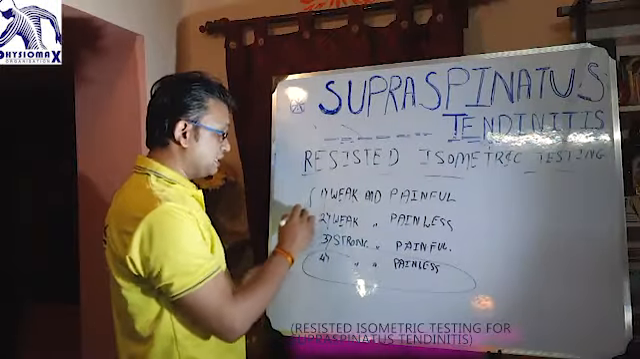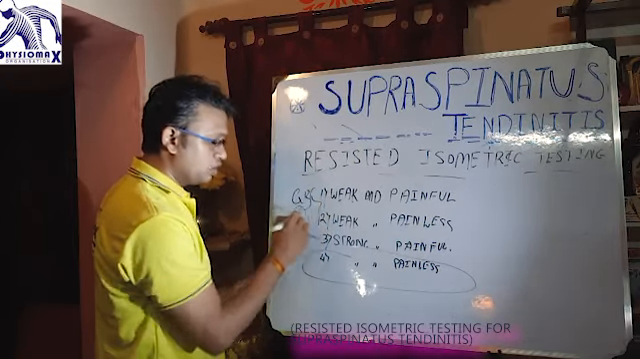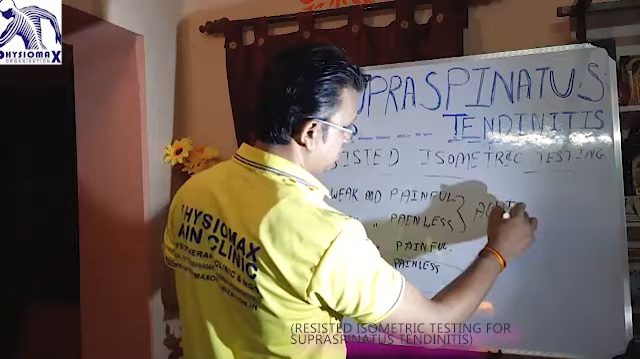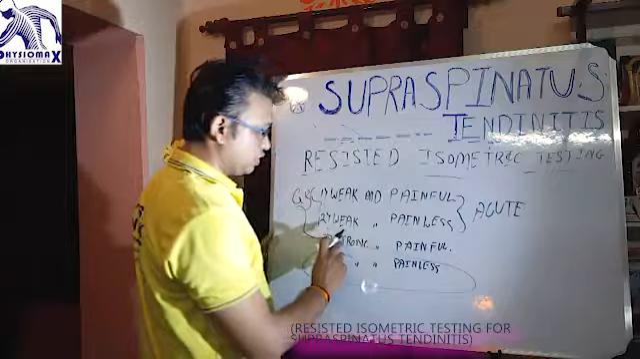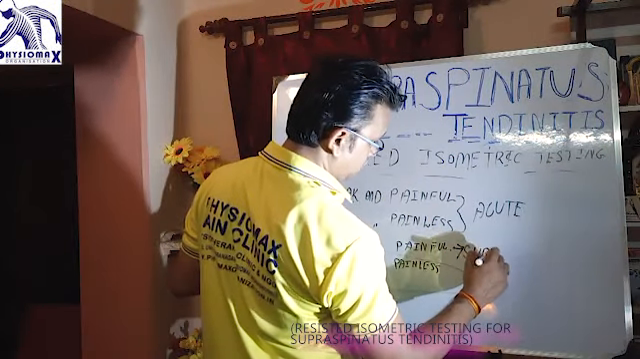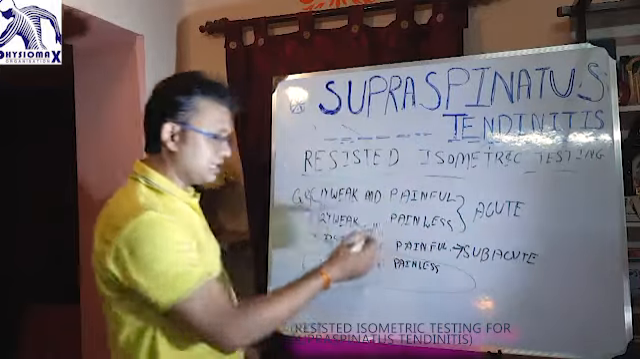So we can guess that if it is grade 1 or 2, both can be in the acute stage, and if it is strong and painful, then it can be a subacute to chronic condition. So by this we can understand that.